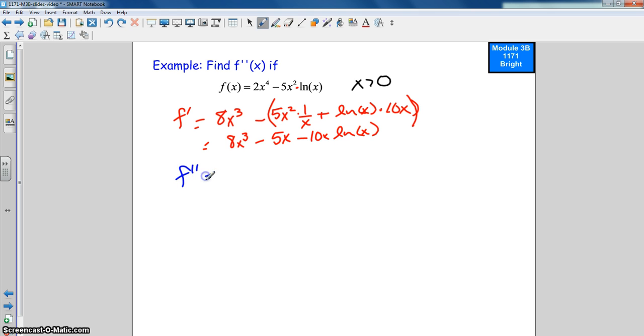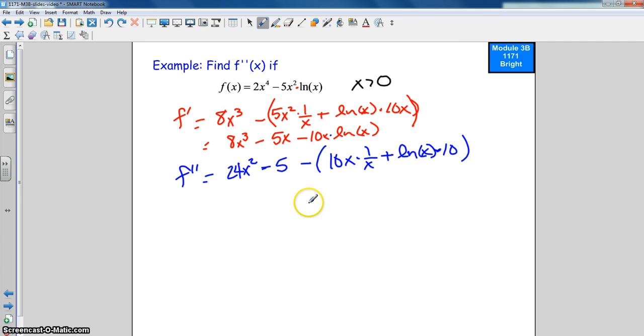So f double prime is just going to equal, well, do the power rule again for this one, so that'll be 24x squared. This one will just be 5 with a negative sign, and then I'll have a minus. Again, I have a product here, so I'll open a set of parentheses, and I do the derivative: 10x times the derivative of natural log, which we said was 1 over x, and then plus the second, natural log of x, times the derivative of 10x, which is just 10.